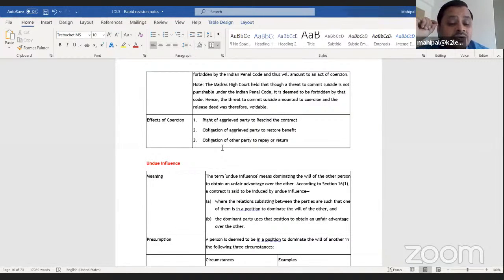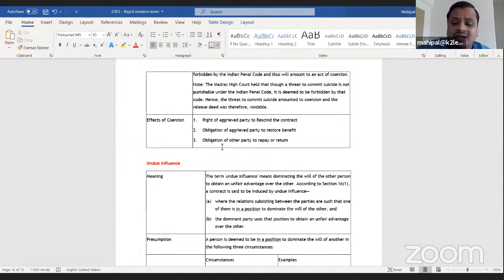Number one, the relationship subsisting between the parties is such that one of them is in a position to dominate the will, and the dominating party has used such position to obtain an unfair advantage over the other. This is the important line, and if this is missing, whatever you write might not carry the weightage. Am I clear?